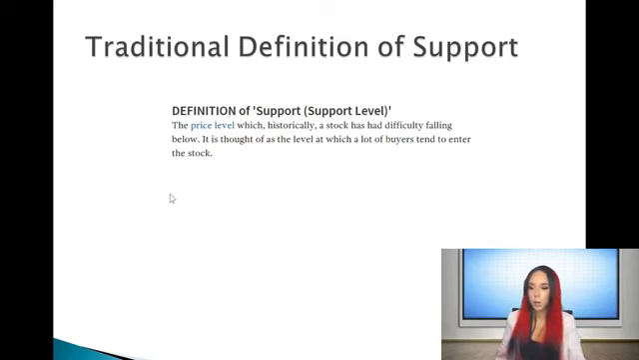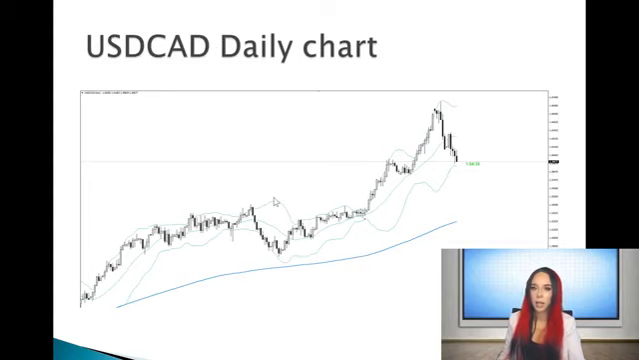Definition of support: it's a price level which historically a stock has had difficulty falling below. It is thought of as the level at which a lot of buyers tend to enter the market. And where is that level on this chart? Can you see it? Because I don't see it. I see a gradual trend just meandering upwards and upwards and upwards. The support where the buyers visibly entered the market was back in 2013.